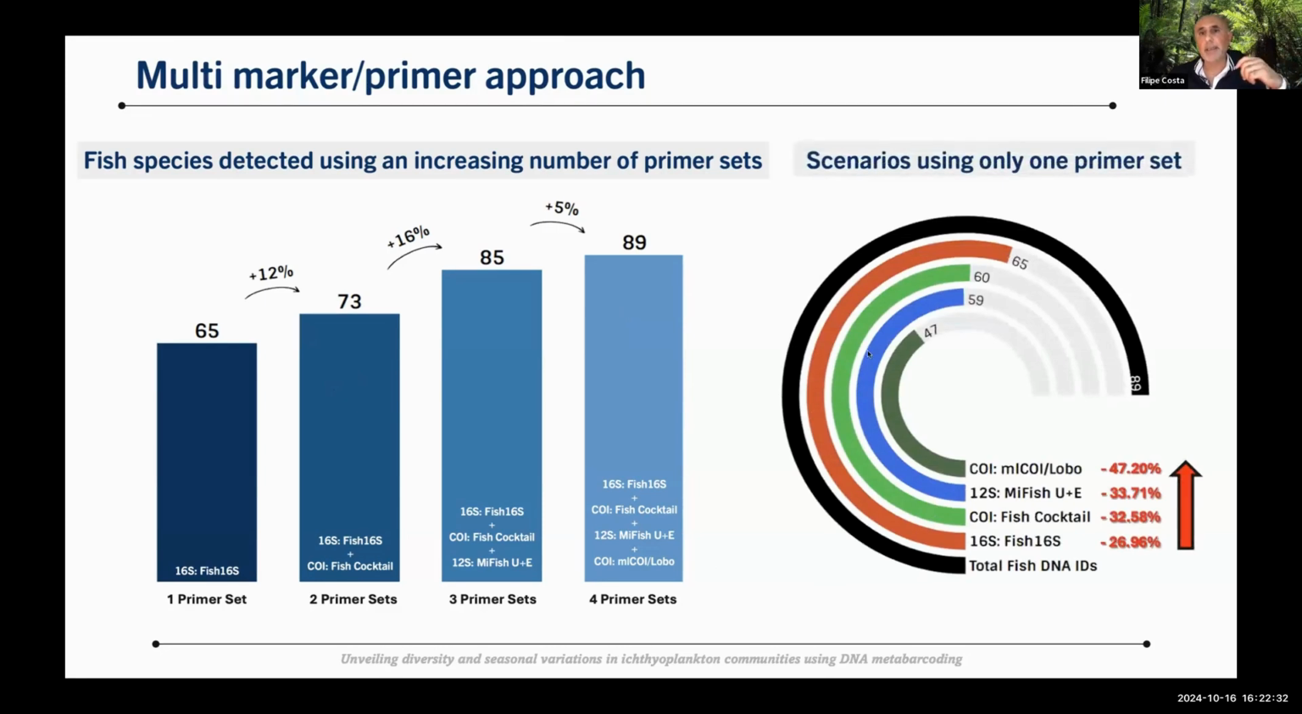And we can see here, in the opposite direction, we created a scenario in which we would analyze the data with only 1 primer set. And if this was the case, we would miss a considerable amount of the diversity that we find out at the end. So for instance, 16S was the best primer overall, but still we would have missed up to 27% of the fish species if we were using only 16S. So the combination of these different primers and markers really helped us to have a more comprehensive detection, and also to be able to minimize the false negatives in our study.